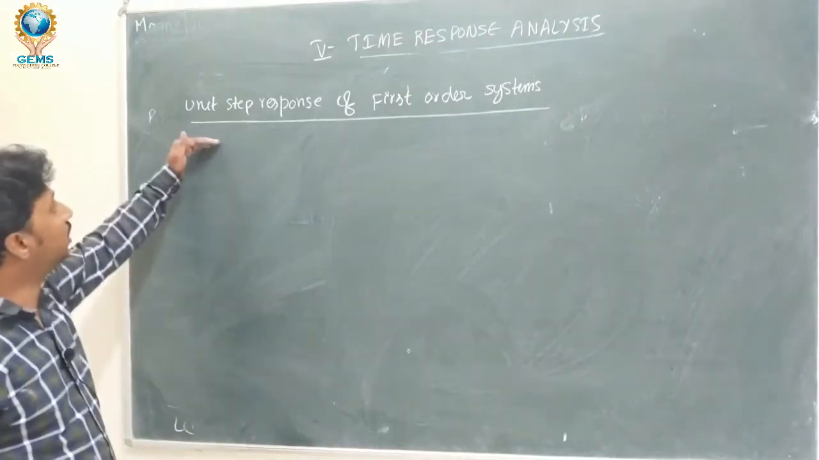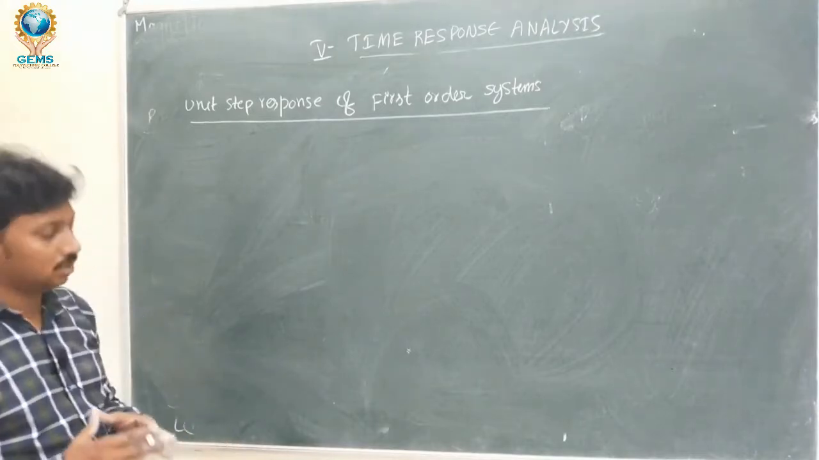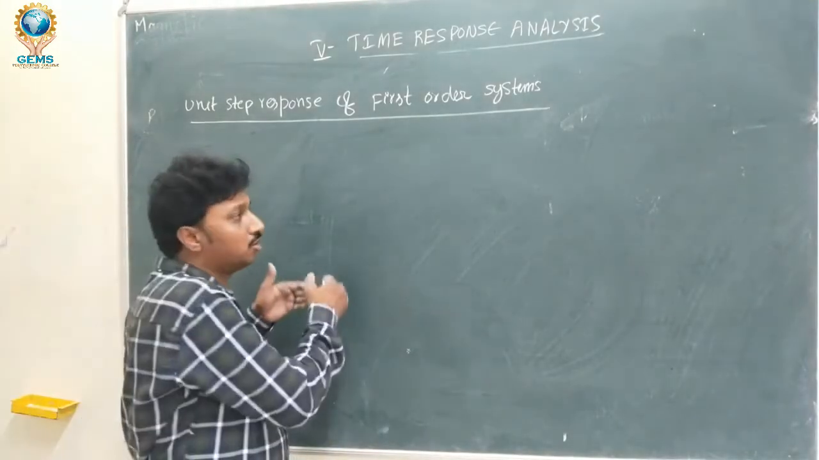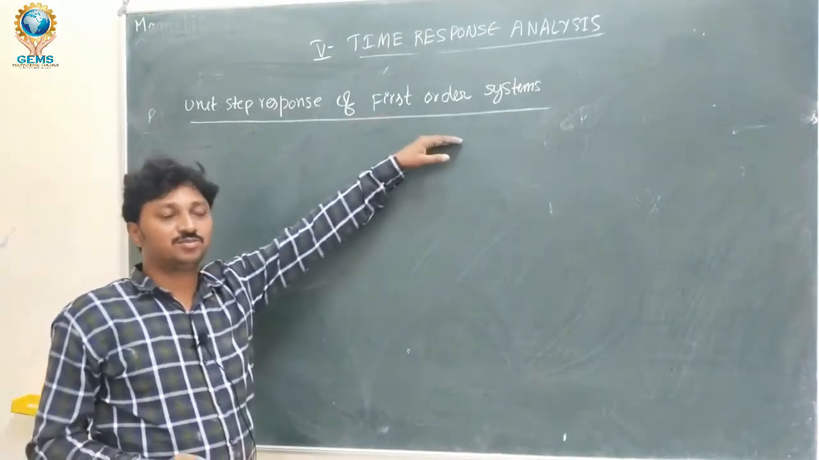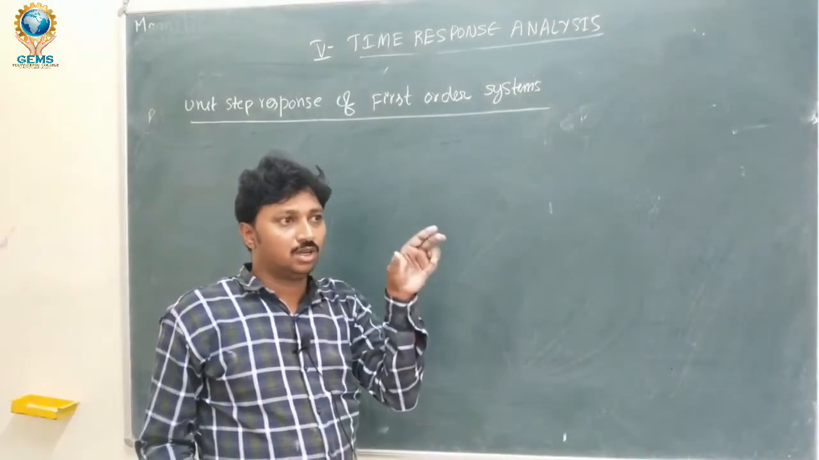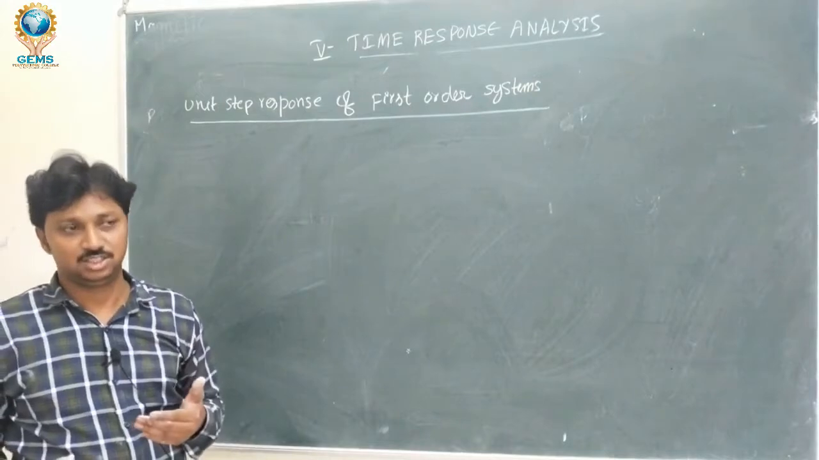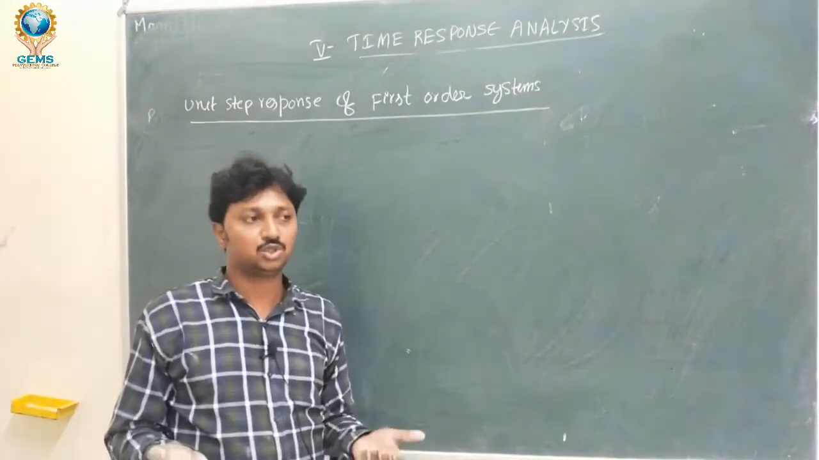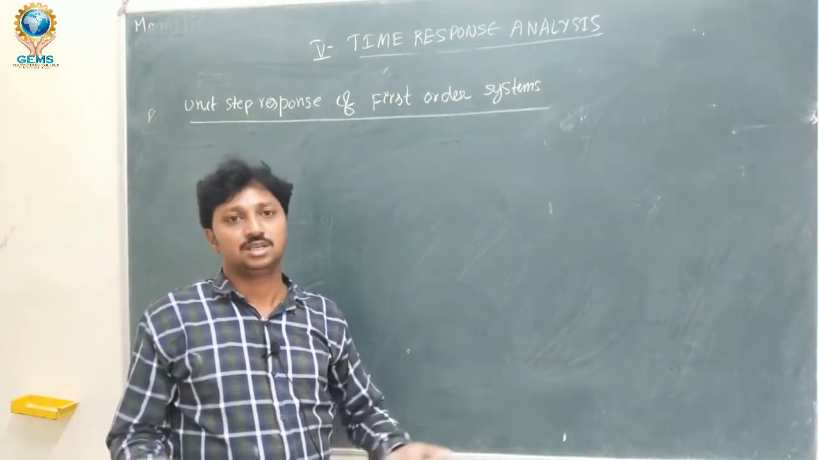Next we are going to study the unit step response of a first order system. For the first order system, I am going to apply a unit step signal and study the behavior of the system. So what is the first order system? I told you what the first order system and second order system are. If any system has one storage element, we call it a first order system. If there are two storage elements, we call it a second order system. If there are three storage elements, we say third order system.